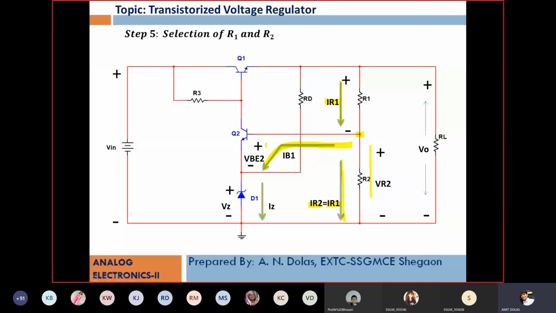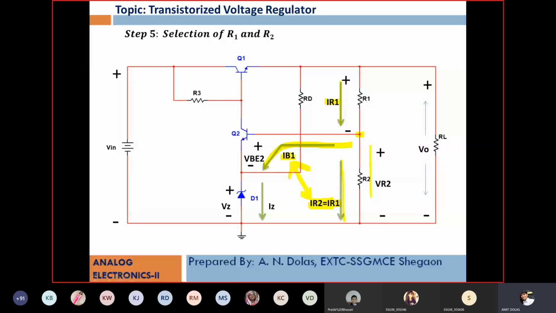So we may neglect this IB1, therefore IR1 and IR2 are said to be similar. The only thing is you have to choose IR1 or IR2 very much greater than that of IB1. You don't have to take 200 microampere, just take something much greater than that. It is shown in the further PPT.